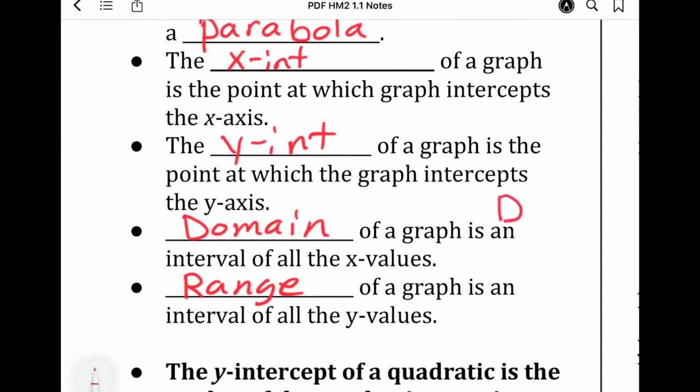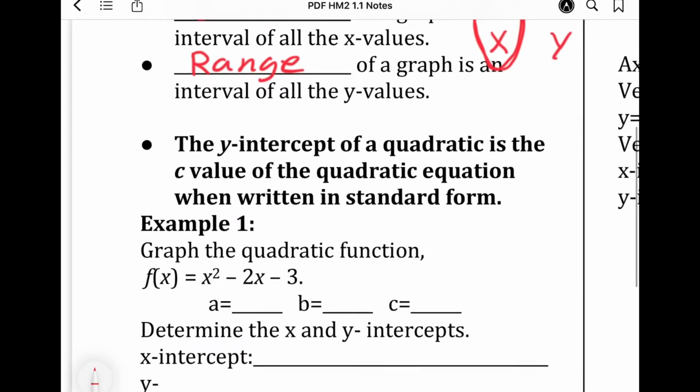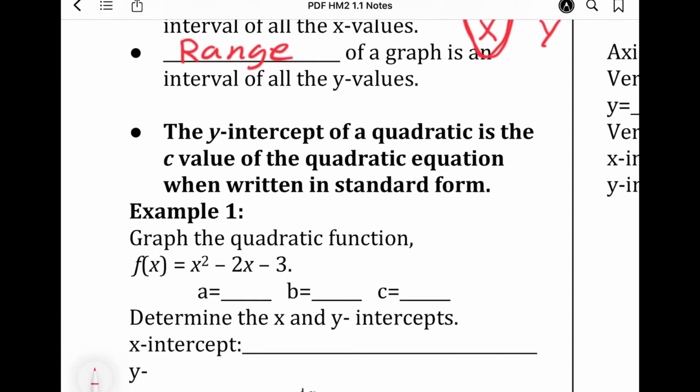How I taught this in past years: in between D and R, which one comes first? D. In between X and Y, which one comes first in the alphabet? X. So the D and X are together. That's how you can remember which one goes with which. The y-intercept of a quadratic is the c value of the quadratic equation when written in standard form.